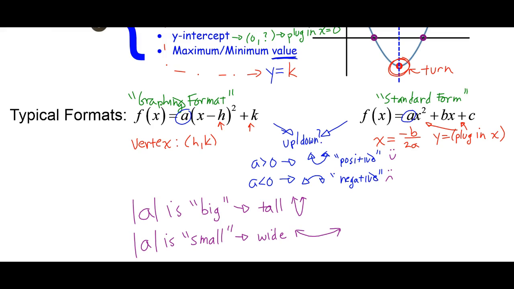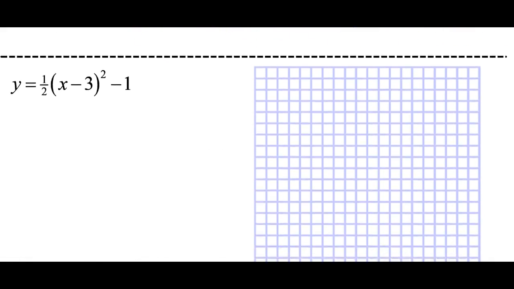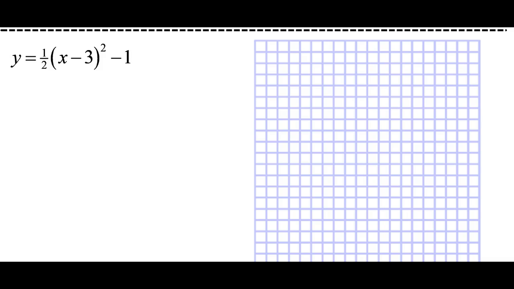Okay, let's put all this stuff together and do an example, because this really won't make sense until we're doing an actual example. So, let's say you were asked to graph something like this. Your first step is to figure out where the vertex is. And remember, there's an actual shortcut, negative b over 2a, and then plugging in, that you would have to use if it was in standard form. But in this case, it's in graphing form, so the vertex is very easy to figure out.